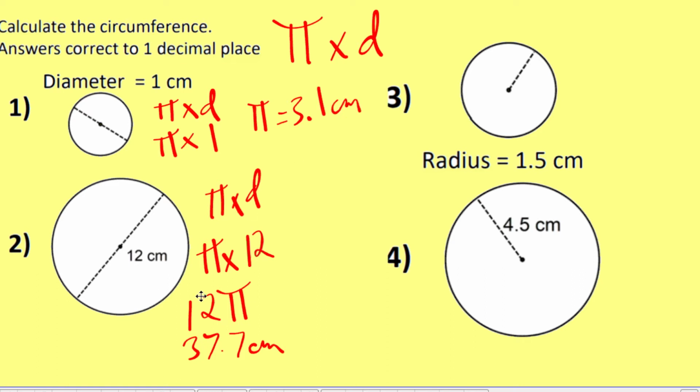The reason I'm saying about the 12 pi is because sometimes in the exam now, it'll say leave your answer in terms of pi. So if it says in terms of pi, you will write this one. If it says in centimeters, you will write in this one.